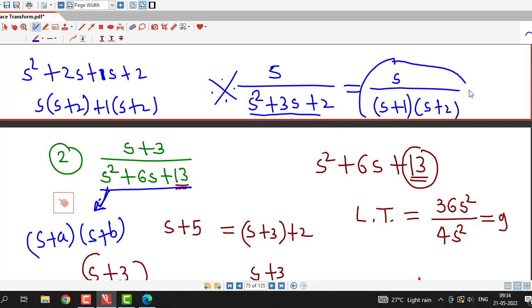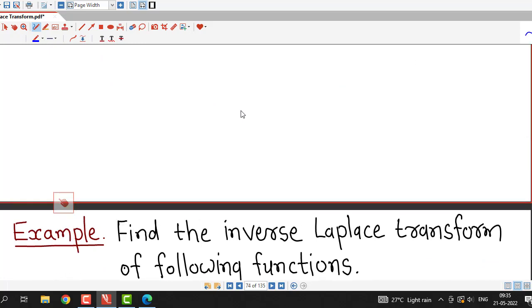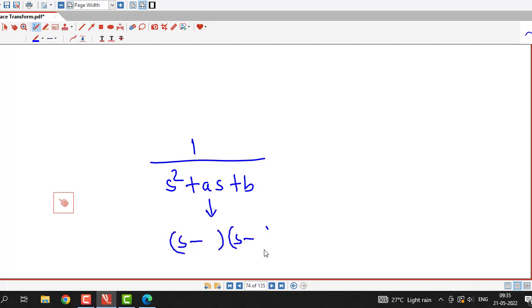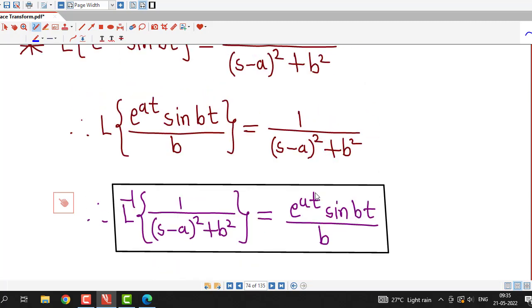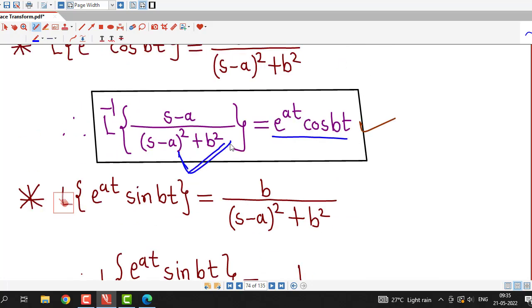So if we have this type of situation, then how to find the inverse Laplace transform, that we will discuss in upcoming lectures. But for these two formulas you must be sure that if our factor is in the form s square plus as plus b, and if this cannot be written as s minus something into s minus something, if it is not possible to factorize this into linear factors, then only use these two inverse Laplace transform formulas, and try to find the last term and write down your function in this form.